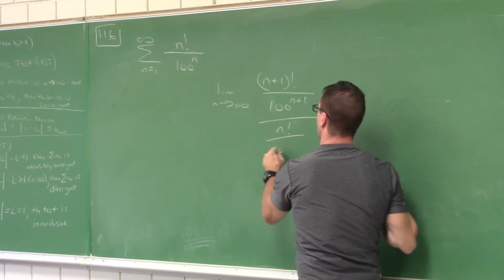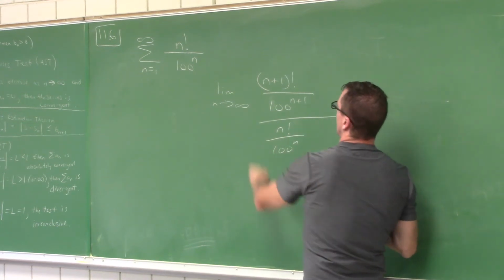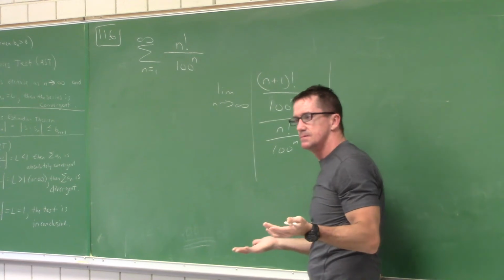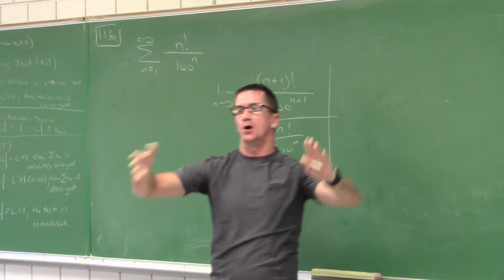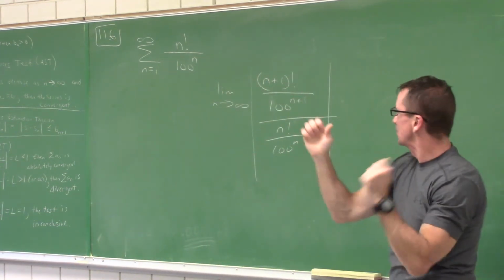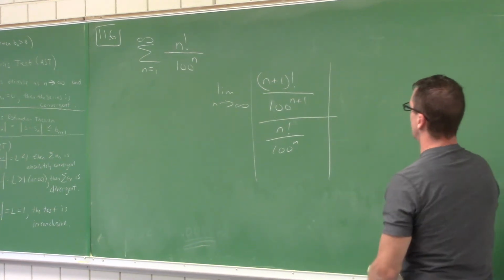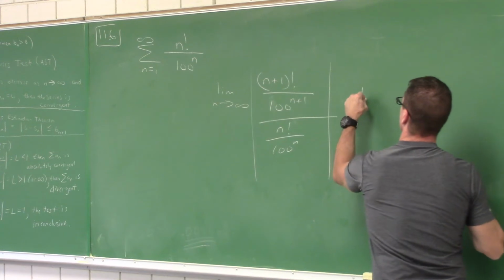So it looks all scary right now, but we're going to clean this up. I've got absolute value bars here, but do you recognize everything's already positive? So if you want, you can remove those bars right now because everything's already positive. Let's do the flip. Flip it.